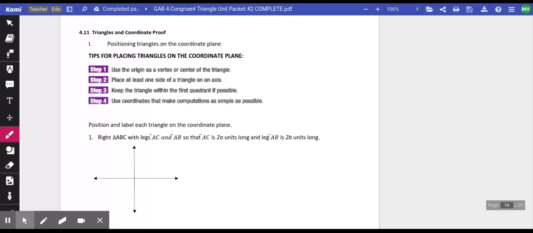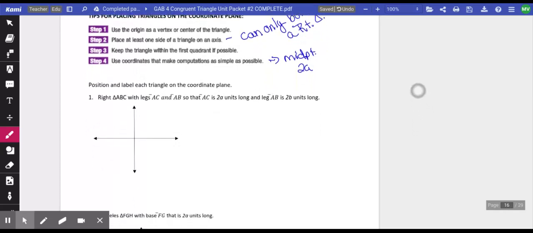You have to be careful. You can only place both sides on axes if it's a right triangle. But we can always place one side. Keep the triangle within the first quadrant if possible, and use the coordinates that make computation simple. So if we're looking for the midpoint, then maybe we want to say 2a instead of a so that we don't have to divide by 2. So let's take a look at our example.